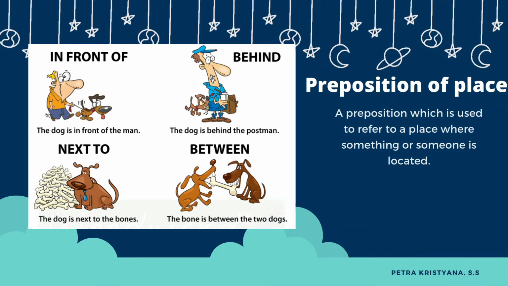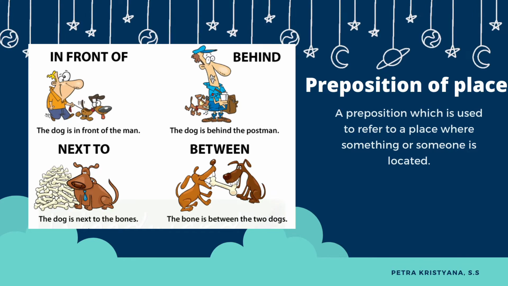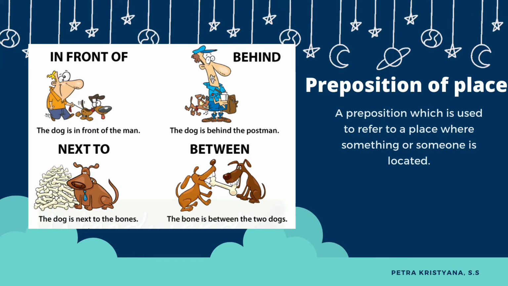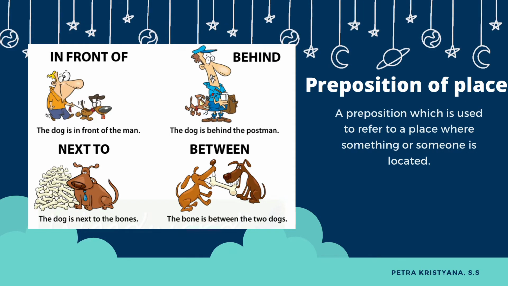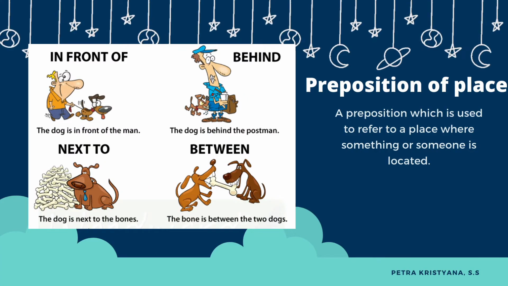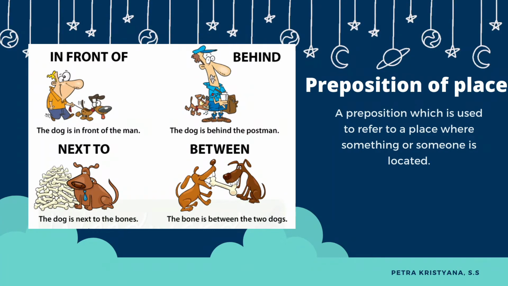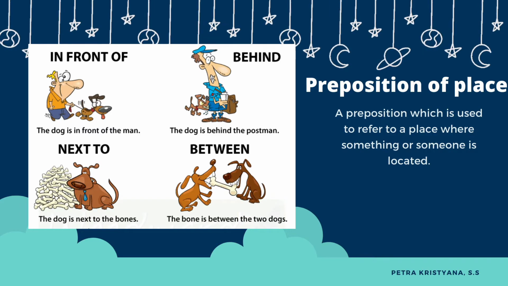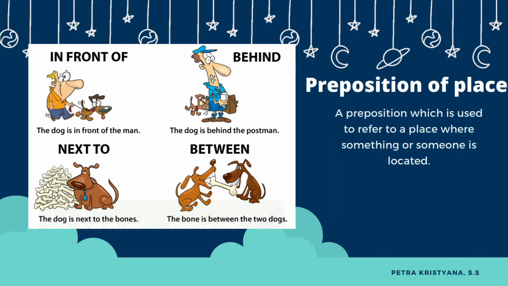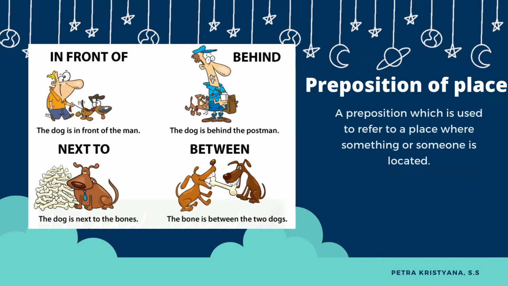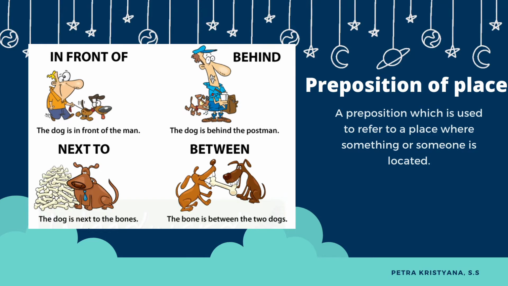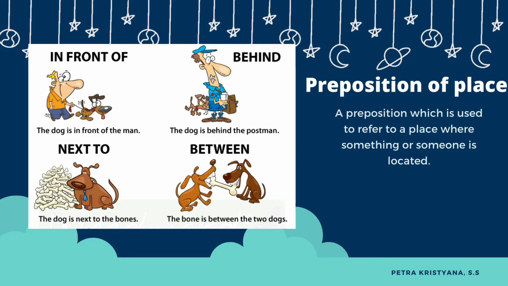So the last point that you must learn in this chapter is the preposition of place. Okay, a preposition which is used to refer to a place where something or someone is located. Jadi preposition of place itu digunakan ketika untuk menunjukkan suatu letak benda ataupun seseorang, ya, di mana dia berada. So we use the preposition of place. You can see on the picture there are some words that we can use as prepositions of place.